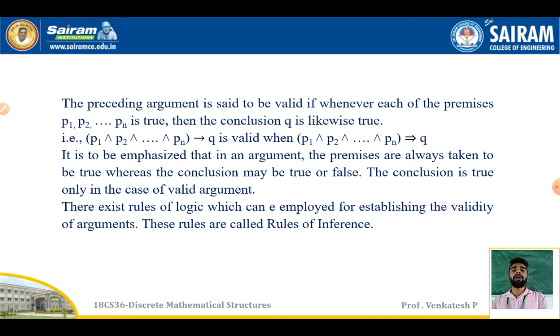From this tabular form, the preceding argument is said to be valid when, if the premises P1, P2, etc. Pn are true, then the conclusion Q will be true. So it means that to get the truth of Q, P1, P2, etc. Pn must be true. That is, P1 and P2 and so on and Pn implies Q is valid only when P1 and P2 and so on and Pn implies the new proposition Q.